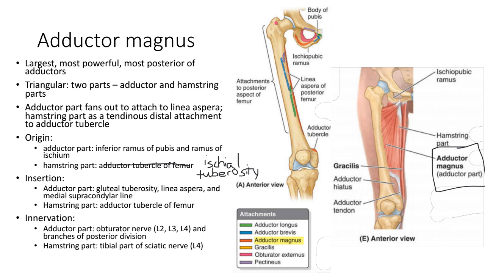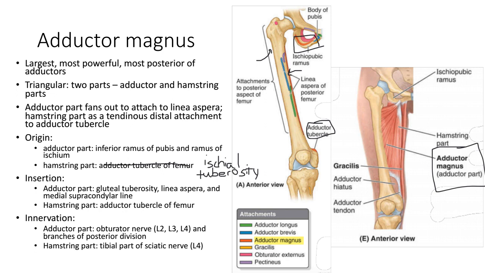For the origin, the adductor part originates on the inferior ramus of the pubis and the ramus of the ischium. As far as insertion goes, the adductor part will insert on the gluteal tuberosity, on the linea aspera, and on the medial supracondylar line. And the hamstring part inserts on the adductor tubercle of the femur. As far as innervation goes, it's innervated by the obturator nerve and by branches of the posterior division. And the hamstring part is innervated by the tibial part of the sciatic nerve.